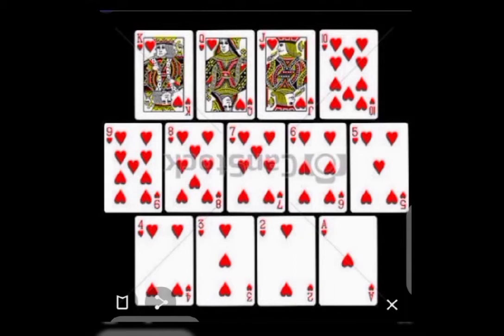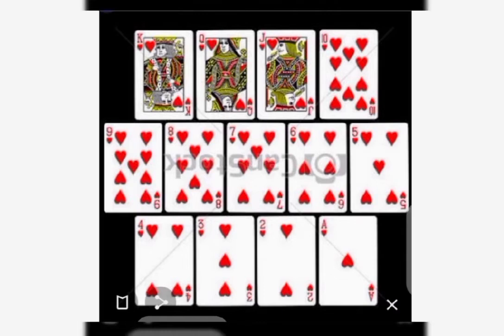First of all, there are 4 categories, and each category has ace card, 2, 3, 4, 5, 6, 7, 8, 9, 10, jack, queen and king. There are 13 cards in each category. This card is called a heart card.